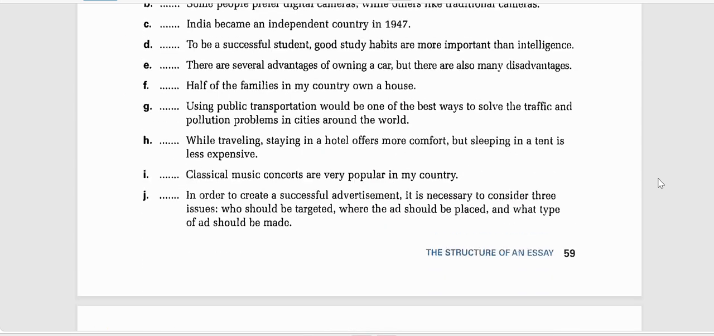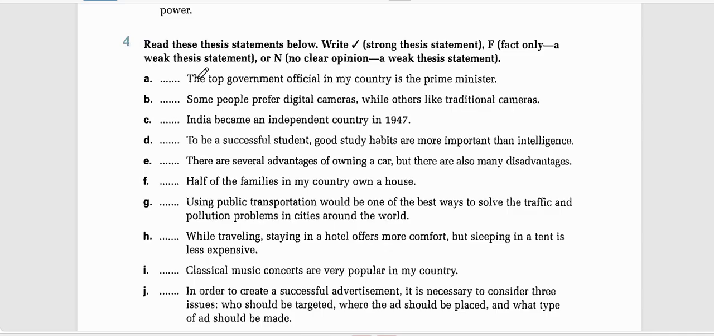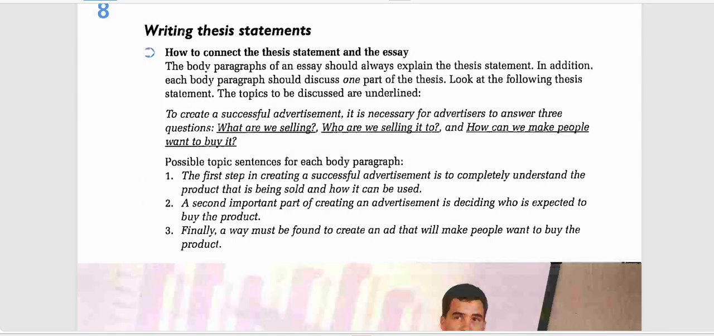This part is going to be your homework. Read these thesis statements below. Write strong thesis statement if it has more than fact only, a weak thesis statement if it is a fact only, or no clear opinion, a weak thesis statement. So the other one is writing a thesis statement. Your homework is to write a thesis statement. This is the guidance. You can use this one for writing.